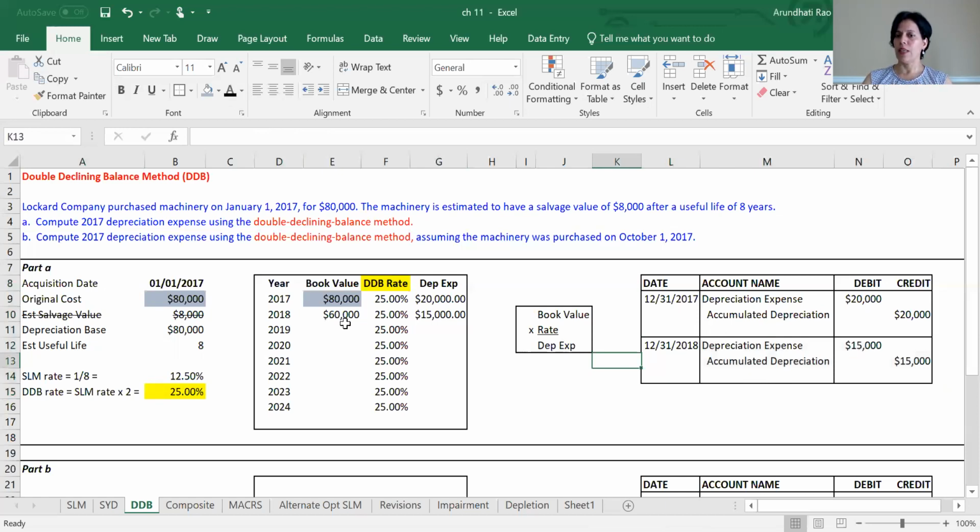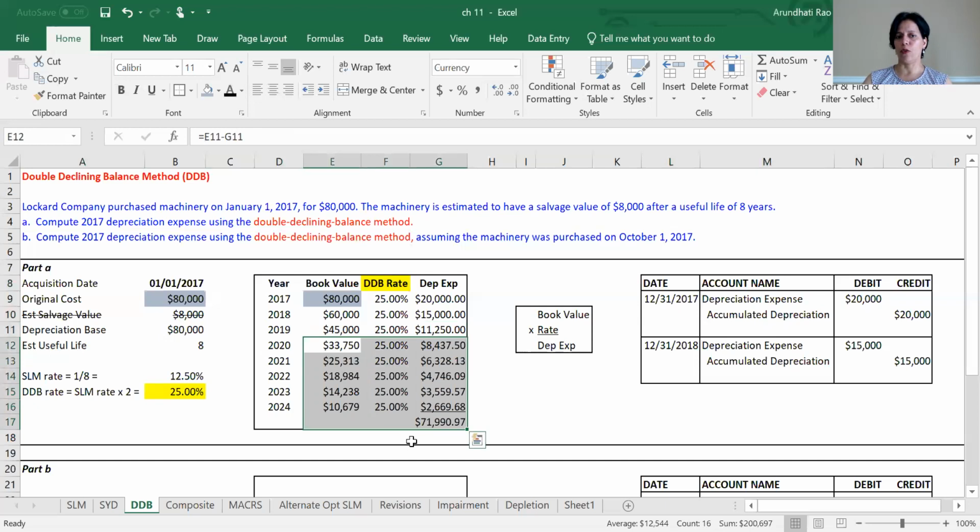What's the book value of the asset at the end of 2018? It's the 80,000 minus the accumulated depreciation, which is 20 plus 15. Or you can simply do 60,000 minus 15,000. My book value is now down to 45,000. 45,000 times 25% is 11,250. Now, as I'm using Excel, I can copy and paste and just bring it down all the way through.